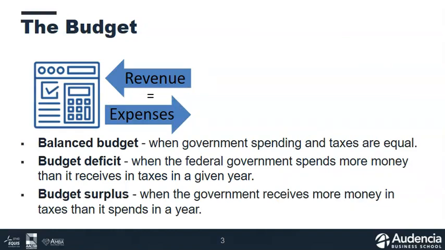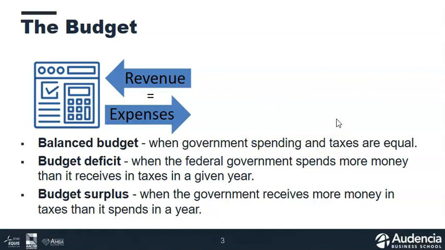So a budget, just like you and I, the government has a budget, an annual budget, and this annual budget records the flows of revenue coming in and money going out in the form of expenses. And when the revenue coming in to the government is equal to the expenses going out, we can say we have a balanced budget, when annual government spending and tax revenue are equal.